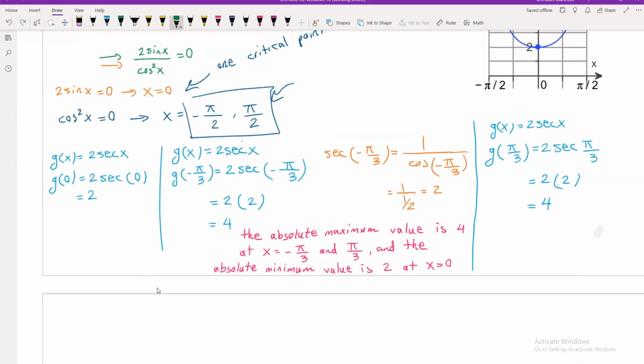Now after evaluating g of x, the smallest value that you can find is 2, so this is the absolute minimum. So the absolute minimum value is 2 at x equal to 0. And the absolute maximum value is 4 at x equal to negative pi over 3 and pi over 3. So here we have 4, and here again we have 4. This is the absolute minimum, and here we have the absolute maximum.